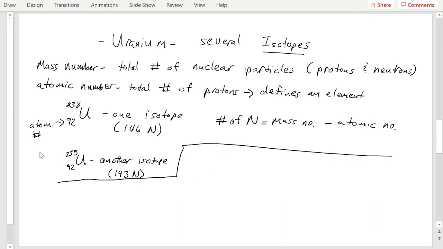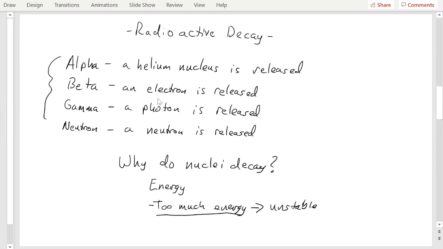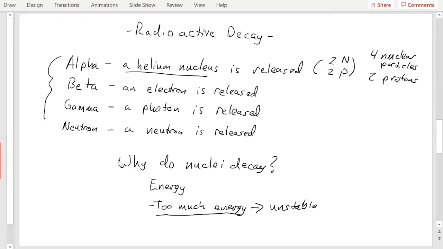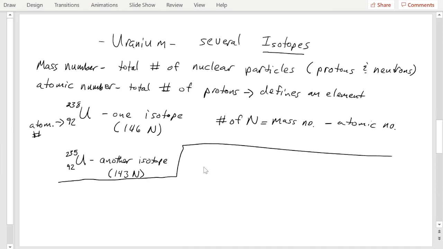Remember that alpha decay is a helium nucleus. A helium nucleus contains 2 neutrons and 2 protons, so it contains 4 nuclear particles, and 2 of those are protons. Keep that in the back of your mind. U-238 is highly radioactive.